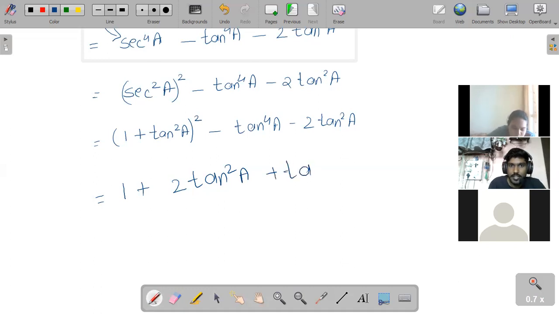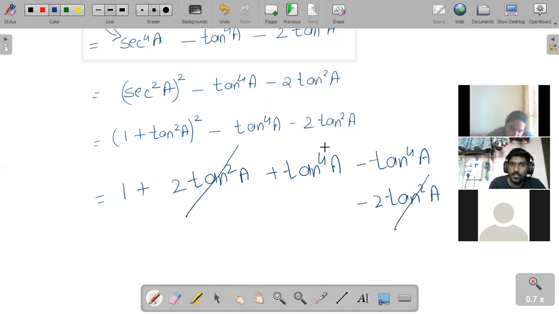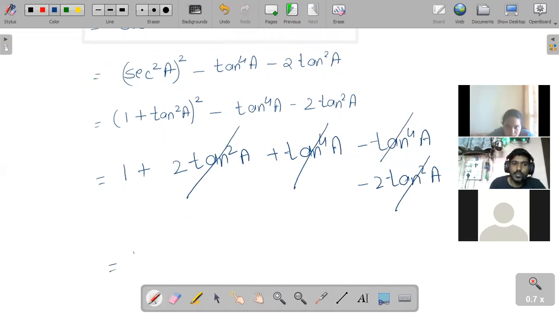plus tan raised to 4a. Remaining two terms as it is. Tan raised to 4a minus 2 tan square a. Now plus 2 tan square a and minus 2 tan square a cancel. Plus tan raised to 4a minus tan raised to 4a cancel. And finally, you're left with only 1, which is equal to your RHS.